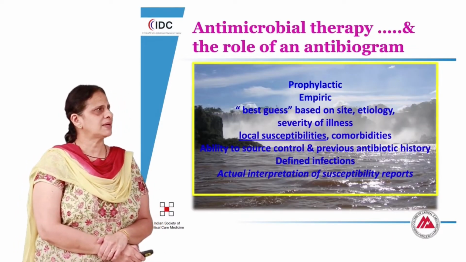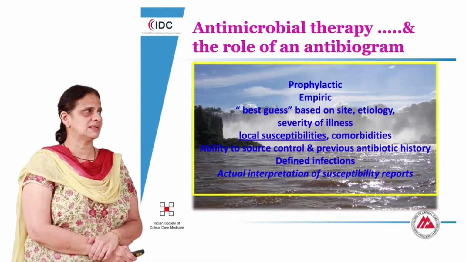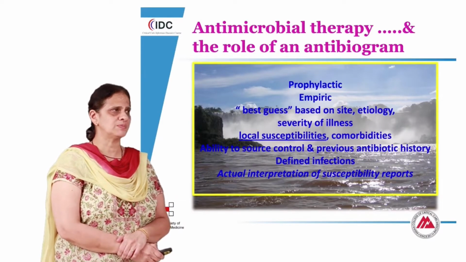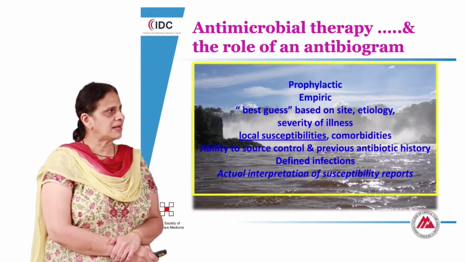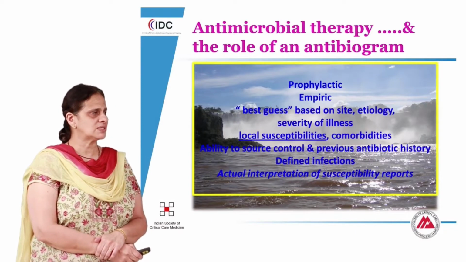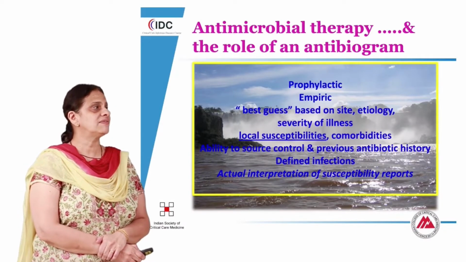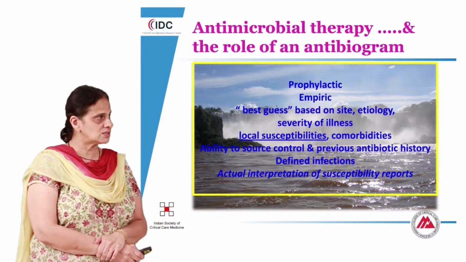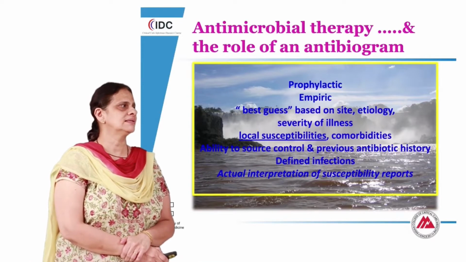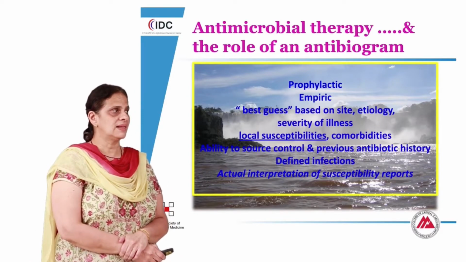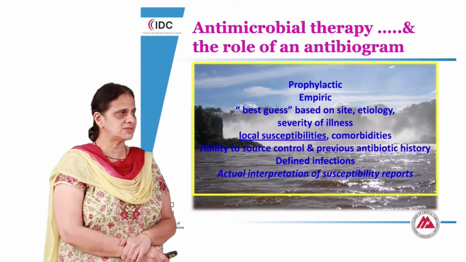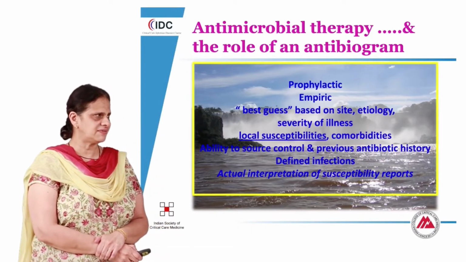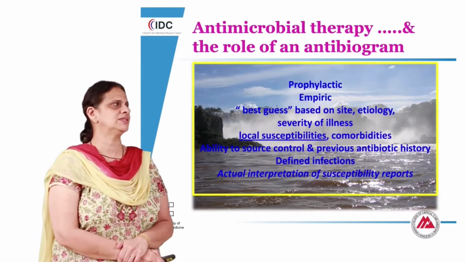So when we look at antimicrobial therapy, it's actually divided into 3 parts. One is prophylaxis, where the risk is minimal, but we just want to cover. The second is empiric therapy, that is the best guess based on site, etiology, severity of illness, local susceptibilities, which has been underlined because that is so important, comorbidities, the ability to source control, and also the history of previous antibiotics in that episode. And the last is defined infections, which is actually interpreting a susceptibility report.